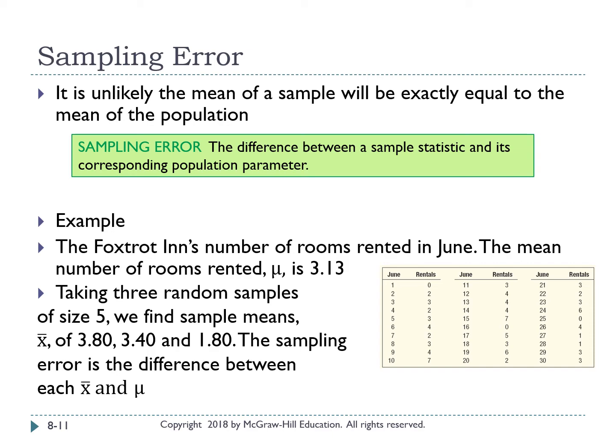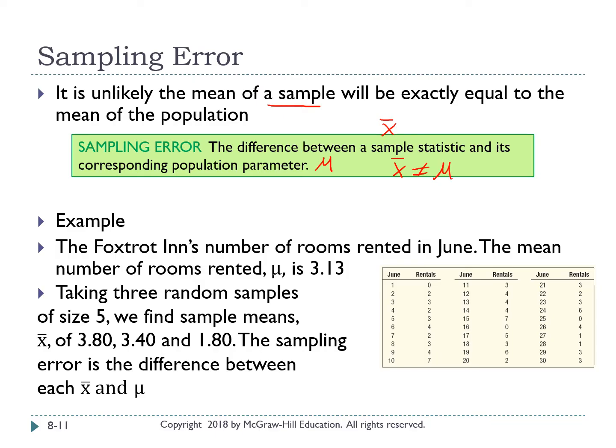We use sample to estimate our population. However, it is unlikely that the mean of our sample will be exactly equal to the mean of our population. So this is what we call sampling error. So what is sampling error? It is the difference between a sample statistic, or your sample mean, we call it X bar, and your population mean, or your mu. In other words, our X bar is not equal to mu. So this is what we call sampling error.